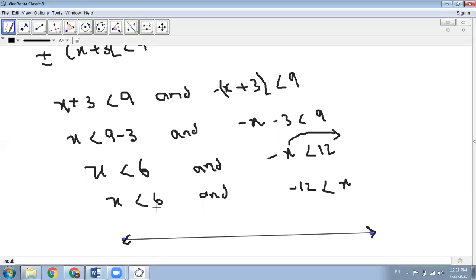On a number line, we have to represent 6 minus 12. So we start with minus 12, minus 6, 0, 6, and if you want to write 12.